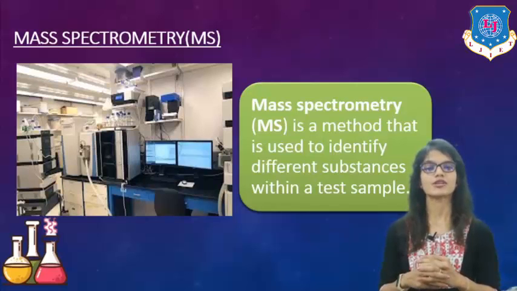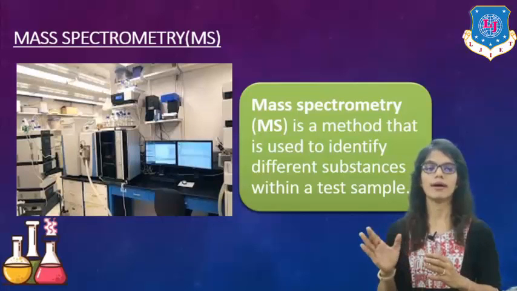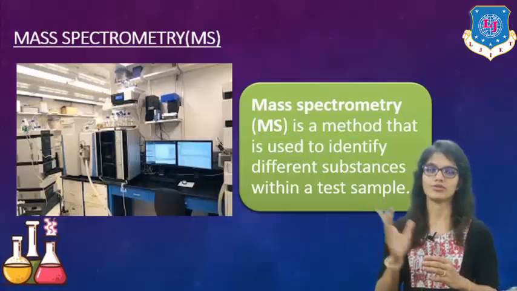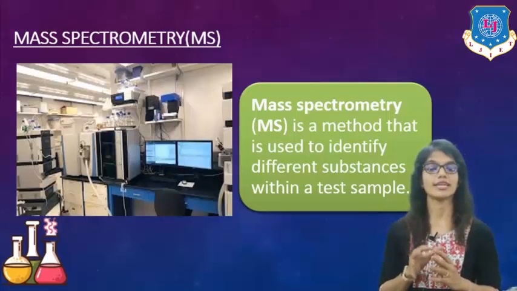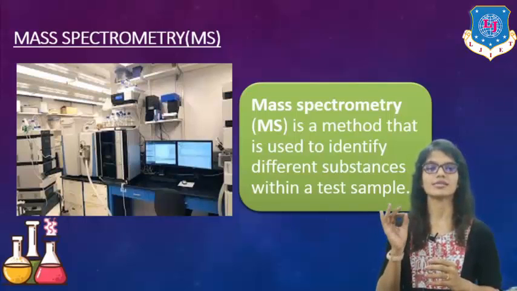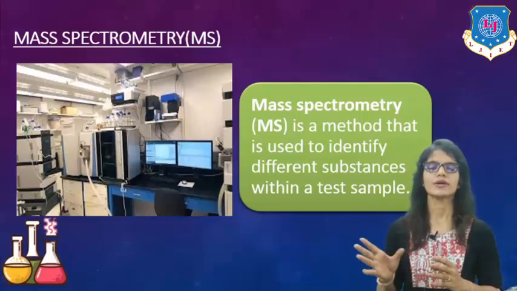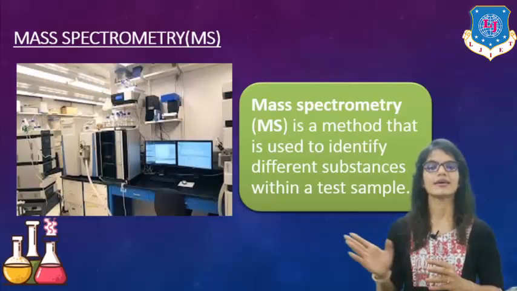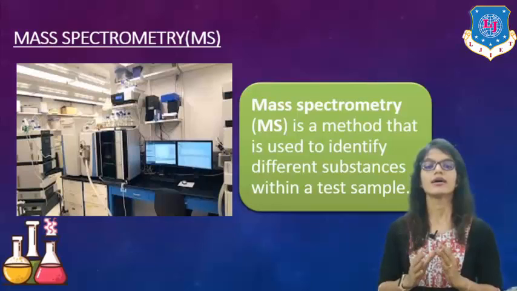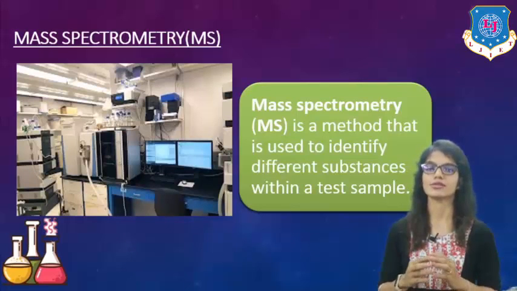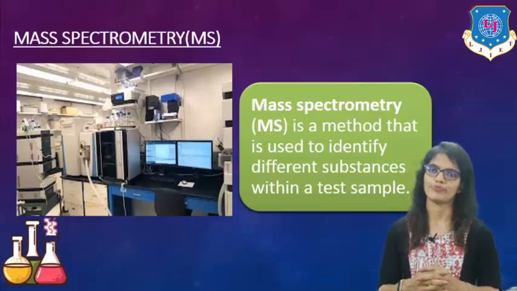Here, in this particular session, we will learn about mass spectrometry. The short form of it is MS, or it can also be known as mass spec or mass. Okay? So here, in the picture, you can see the mass instrument. Mass spectrometry is a method that is used to identify different substances within the test sample.